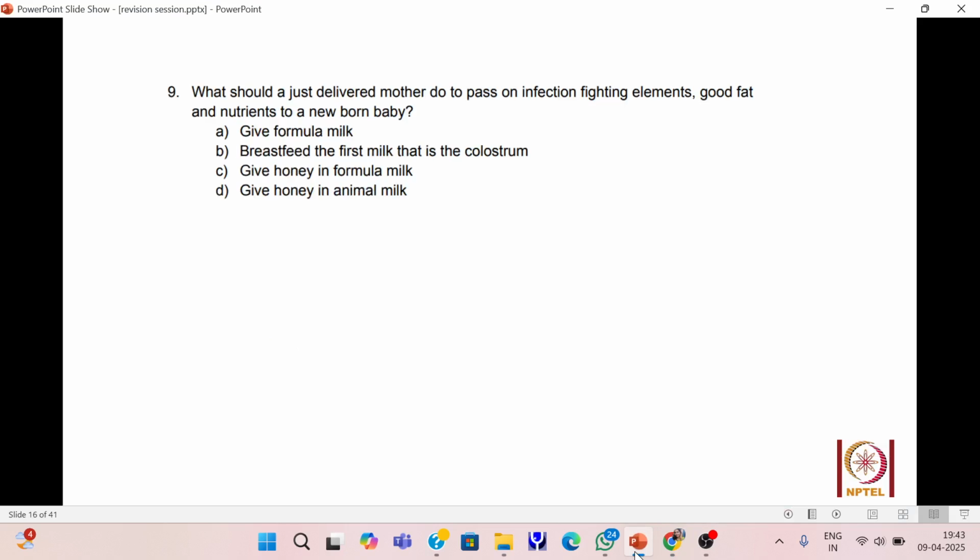On to the next. What should a just delivered mother do to pass on infection fighting elements, good fat, and nutrients to a newborn baby? Give formula milk, breastfeed the first milk, that is colostrum, give honey in formula milk, give honey in animal milk. Start answering.